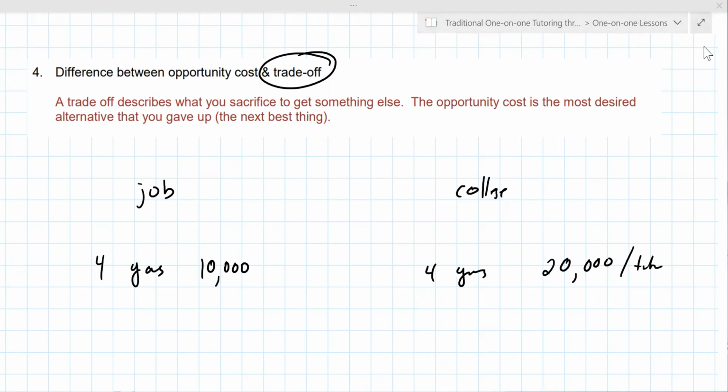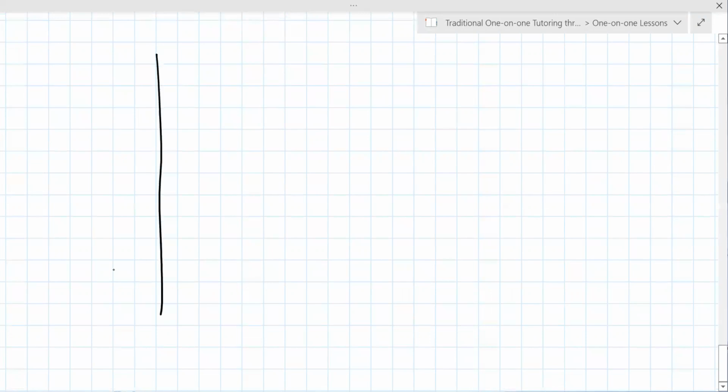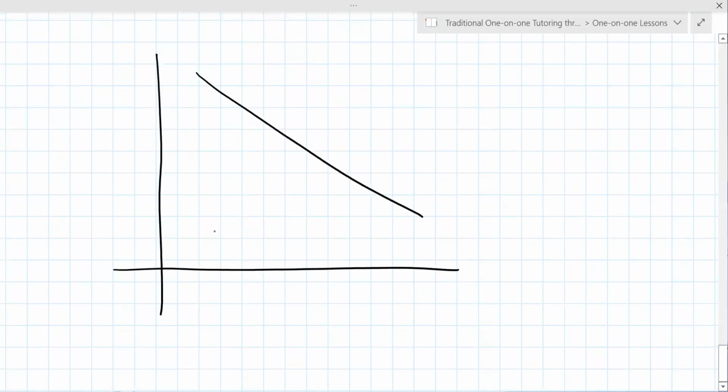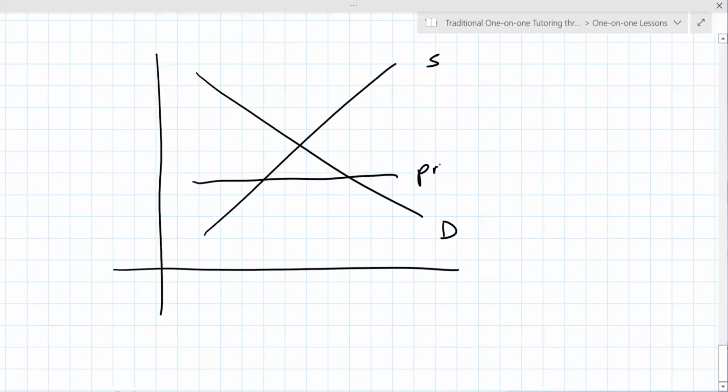All right, let me jump back to some other things on here that we can talk about. Oh, we didn't talk about a price floor and a price ceiling. We should talk about those real quick. All right, so here's your supply and demand. And let's say I set a price floor right there.